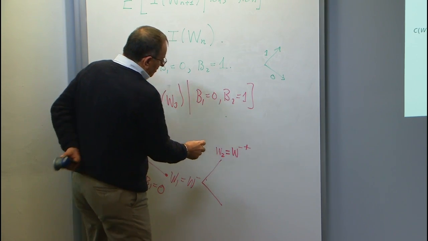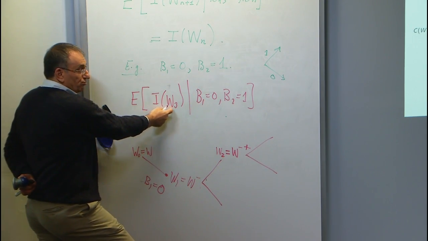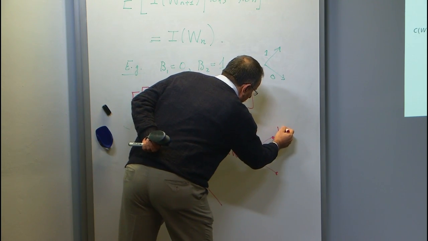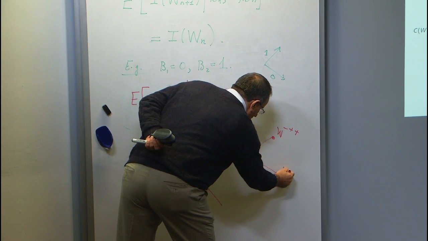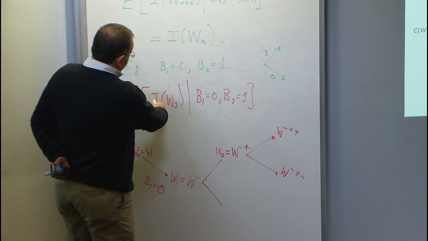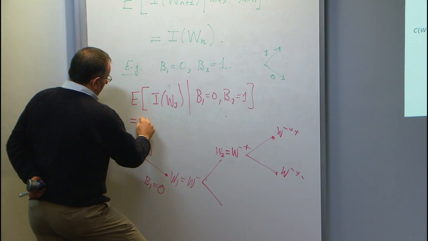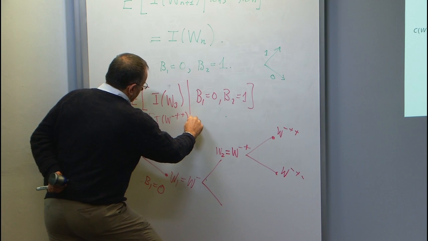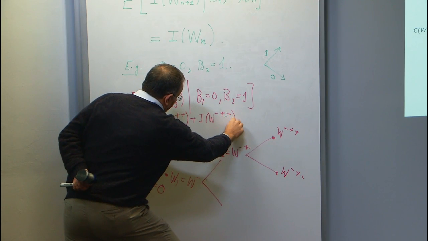Okay, so now I'm going to be looking at what I'm doing in here. W3 will either be this one or that one. It will either be W minus plus minus, or W minus plus plus. So this expression here, the conditional expectation that we see here, is simply equal to 1/2 I of W minus plus plus, plus I of W minus plus minus.